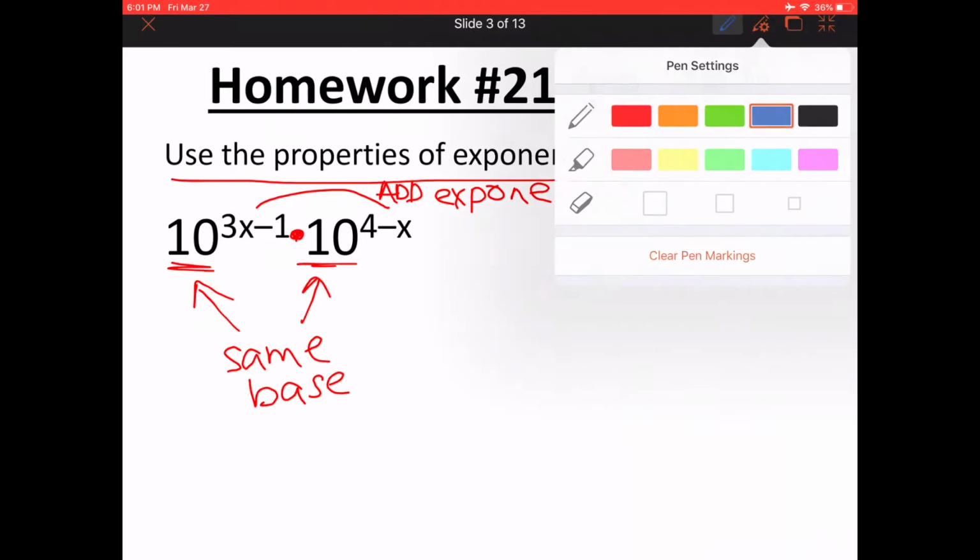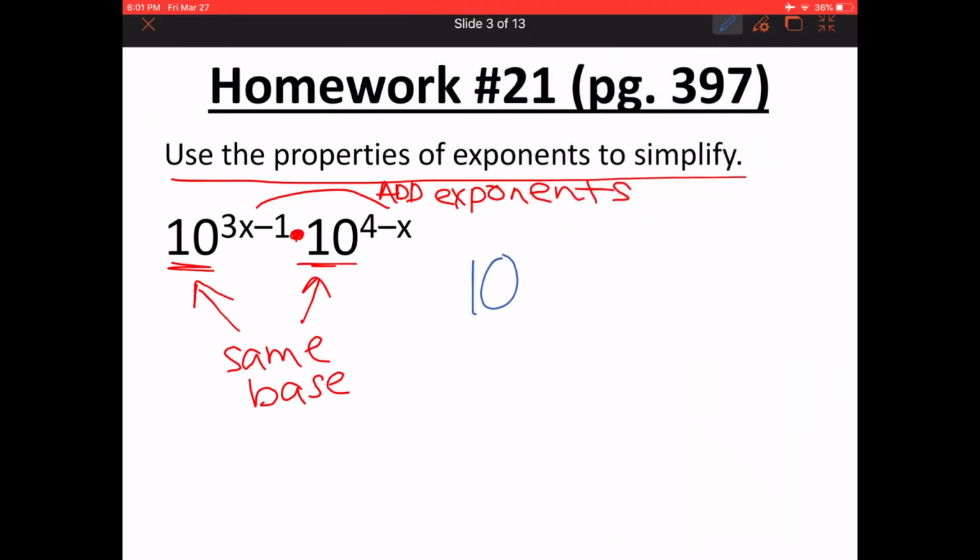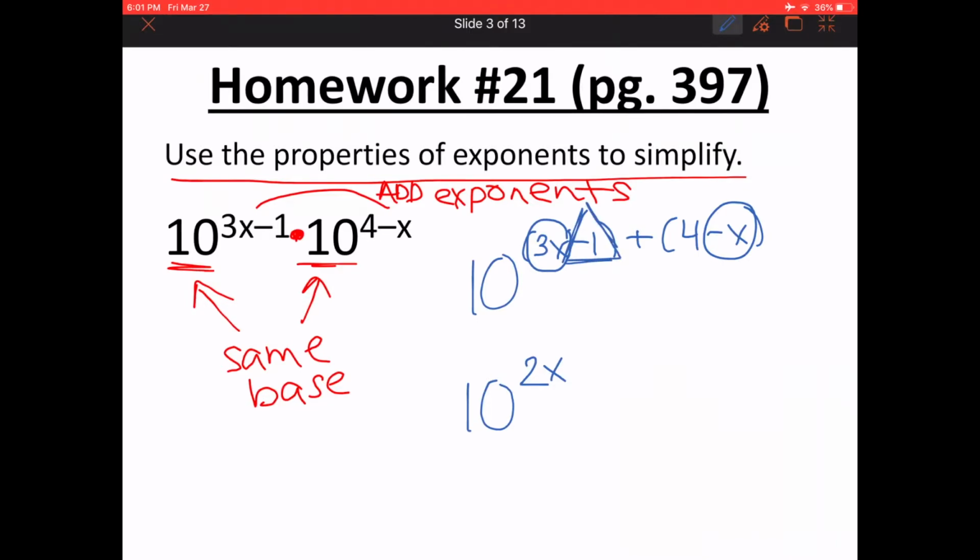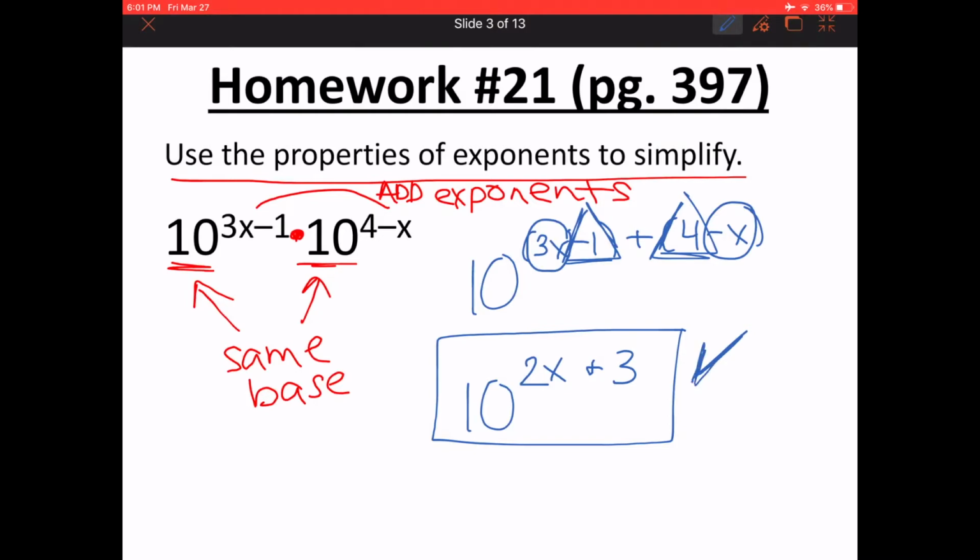So since these terms are being multiplied, I am going to add the exponents. So now what I'm going to have is 10 to the power of 3x minus 1 plus 4 minus x. So let's just go and simplify that. So I'm going to have 10 to the power. When I add my like terms, 3x minus x gives me 2x. And then when I add my negative 1 plus 4, I end up with positive 3. So there is my final answer here at the bottom. In order to use the properties of adding those exponents, I end up with 10 to the power of 2x plus 3.